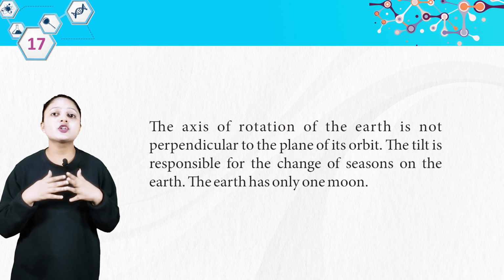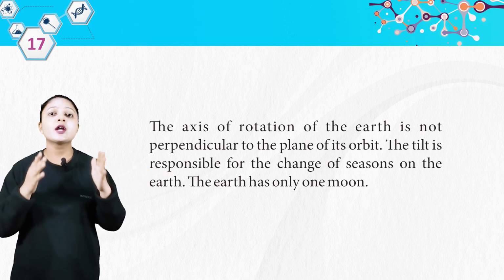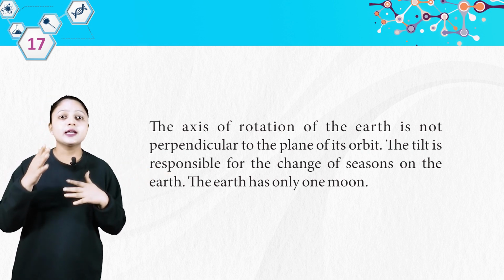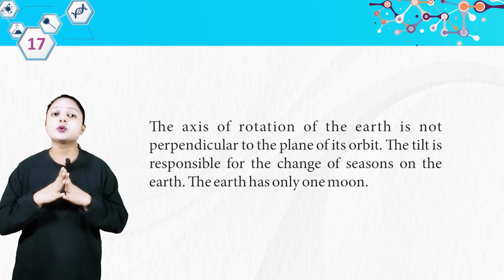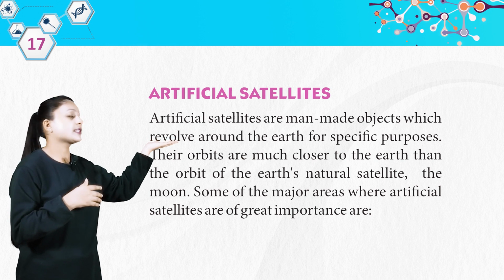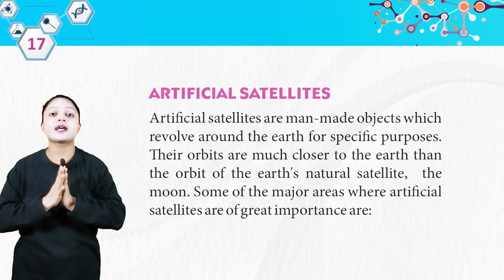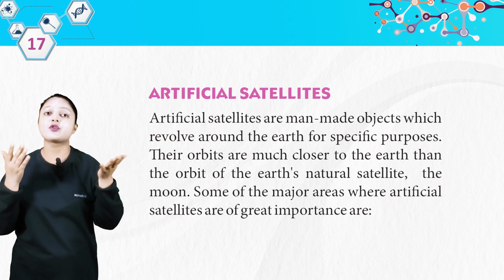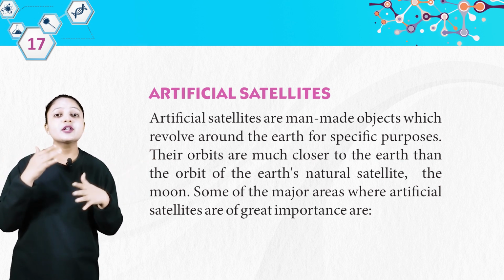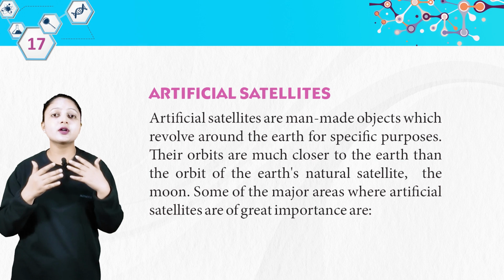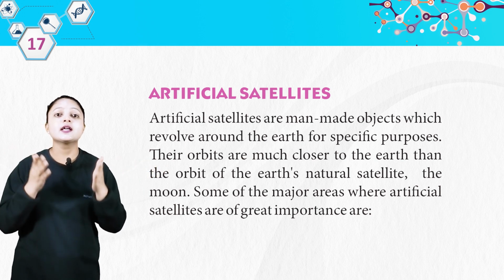The axis of rotation of the Earth is not perpendicular to the plane of its orbit. The tilt is responsible for the change of seasons on the Earth. The Earth has only one moon. Artificial satellites are man-made objects which revolve around the Earth for specific purposes. Their orbits are much closer to the Earth than the orbit of the Earth's natural satellite, the Moon.